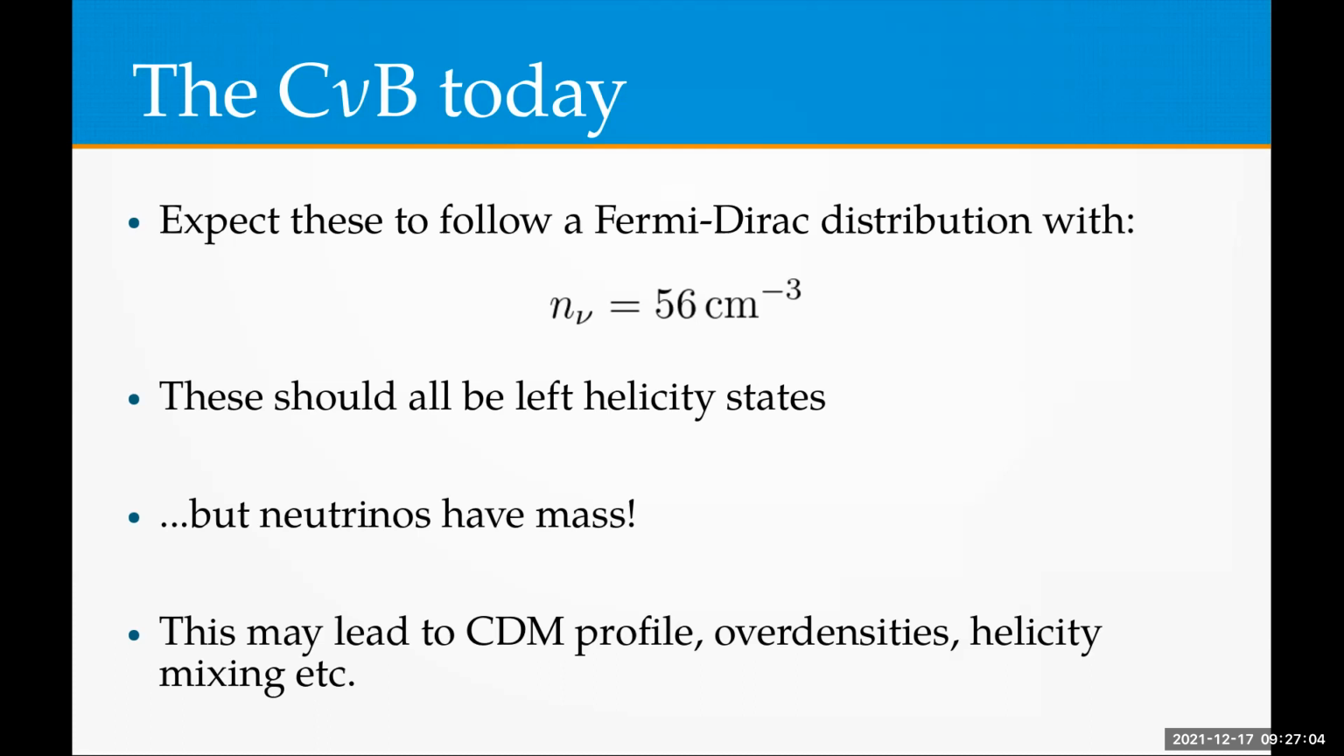And you also get something which I call helicity mixing here. So even though we expect that they may all be left helicity states, because they have mass, they can have gravitational interactions, which can go ahead and change their momenta. And if you change the momenta, you can change the helicity profile. And what you tend to find is if you have significant gravitational interactions, rather than having just left helicity states, you can have, say, a 50-50 split of left and right helicity.